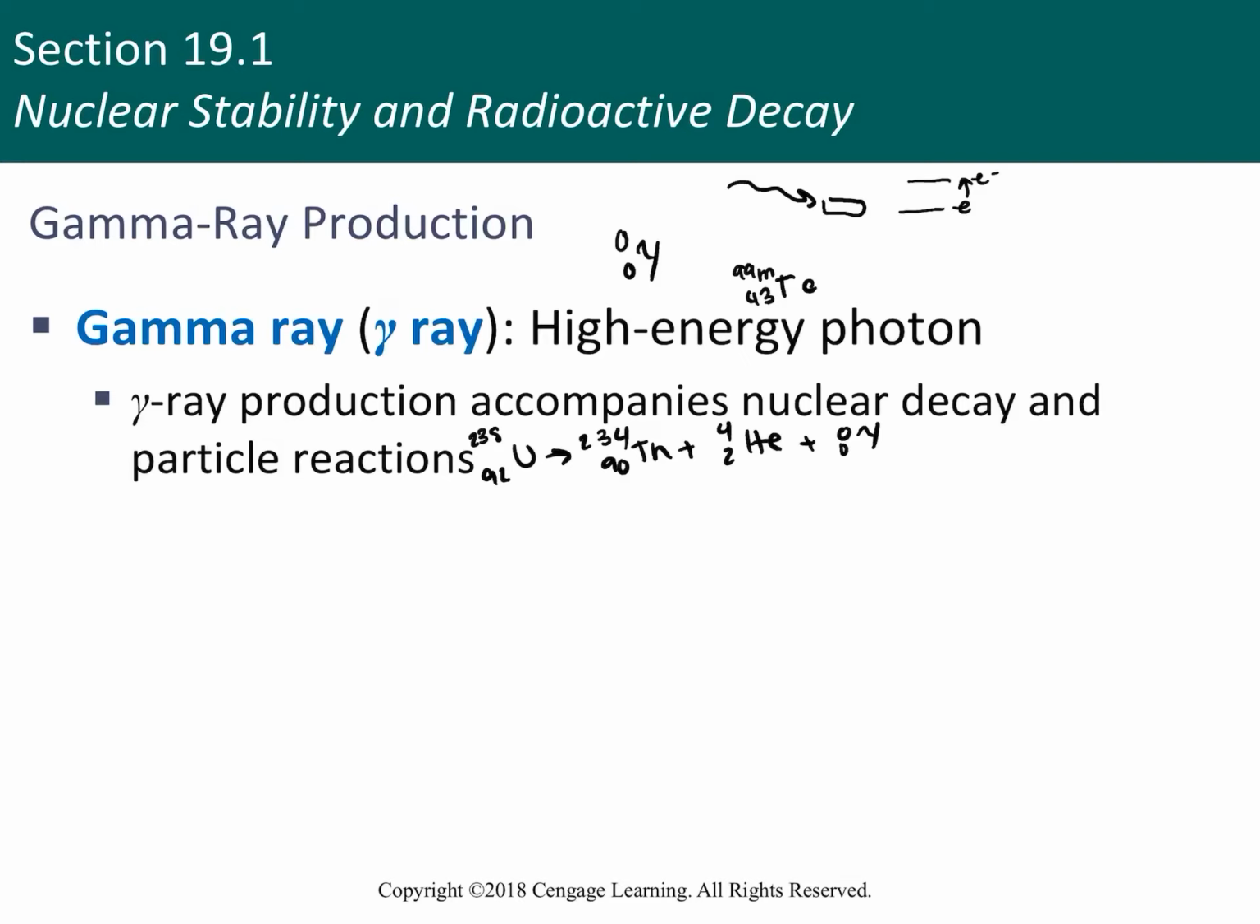99M and 43. Now notice there's an M by the mass number. That means it's metastable. That means it existed unstable for a long period of time, which then after a while gives off a gamma ray particle for gamma ray emission.